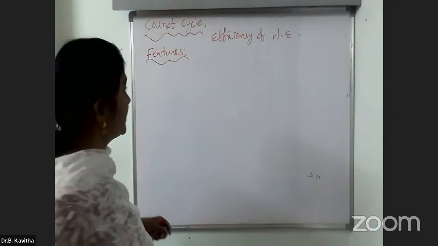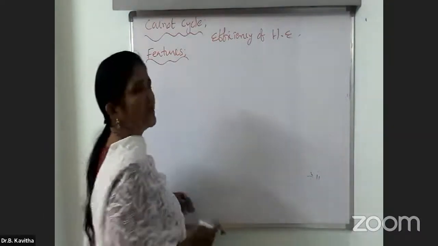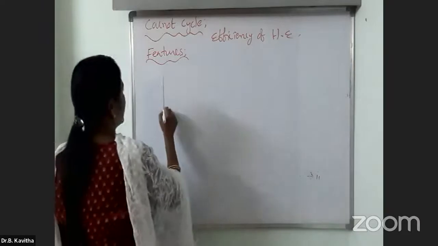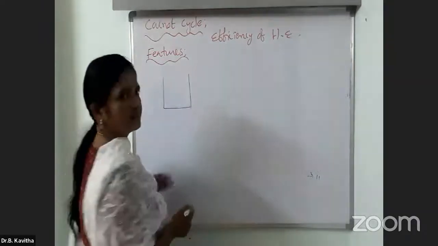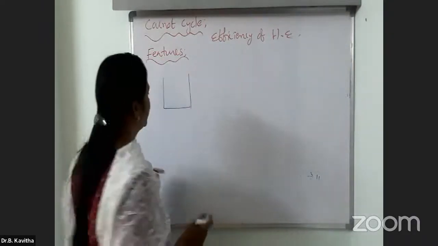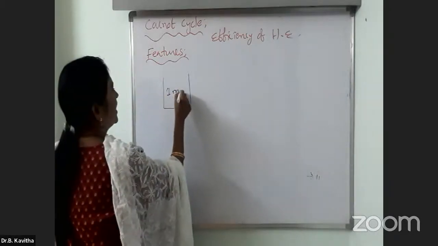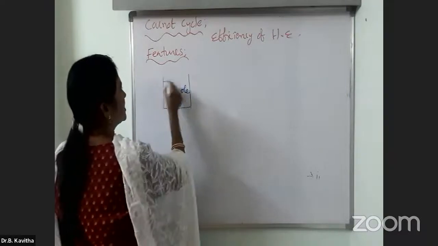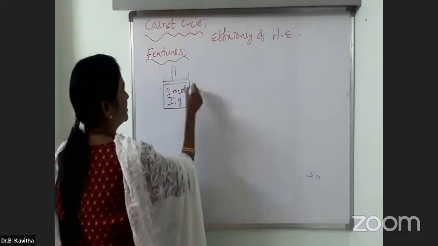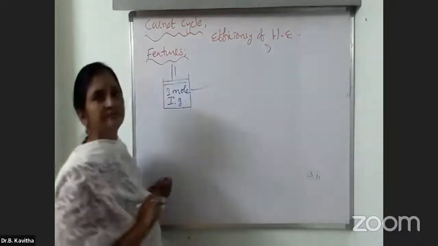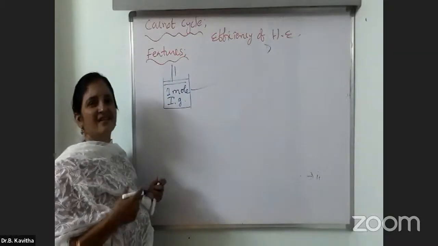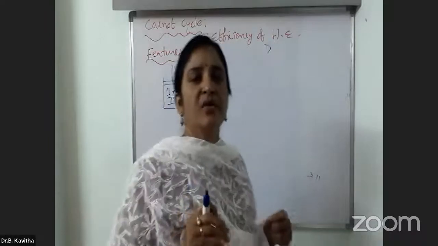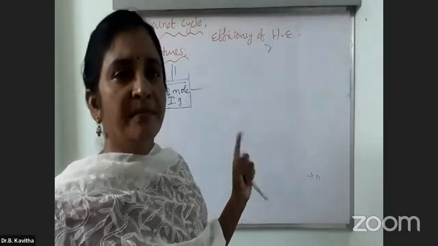So what is the heat engine? Suppose the heat engine is like a big engine. Simple thing. This consists of a cylinder like this. In this, 1 mole of ideal gas will be taken, and it is closed by a piston like this. This is called the heat engine. It is a cylinder consisting of 1 mole of ideal gas and closed by a piston.